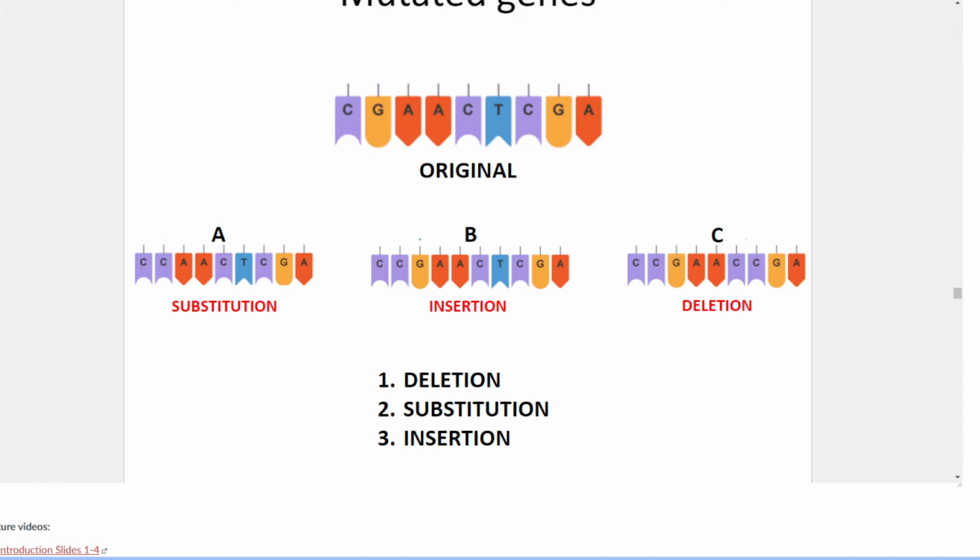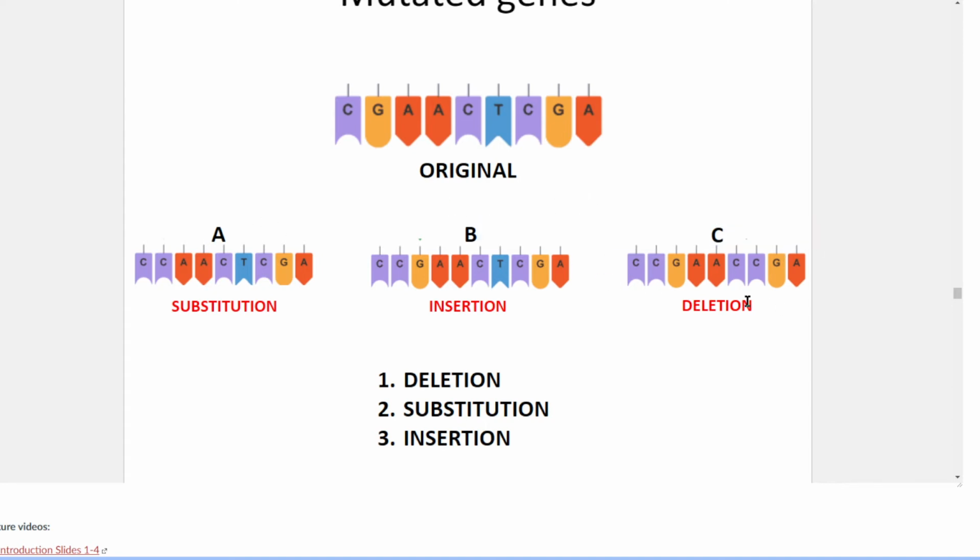So, in substitution, it would have been CCA, ACT, and CGA. The ACT and CGA amino acids would be the same, right? And then CGC would be different. In this one, we have CCG, AAC, TCG. So let's look. Our first one is CCG, which is different. That's one wrong amino acid. AAC is different from ACT. That's another wrong amino acid. And TCG is different from CGA. So all three of these amino acids are broken.